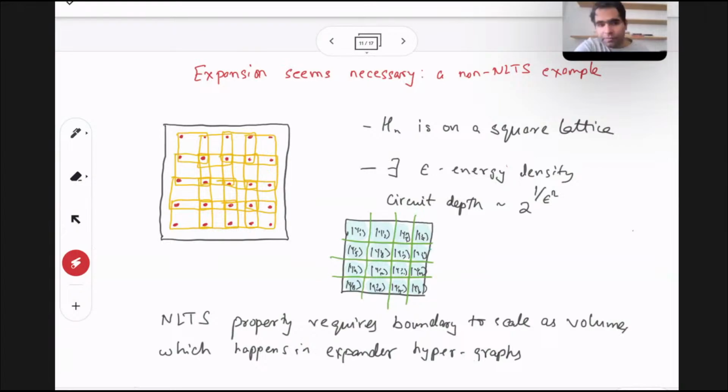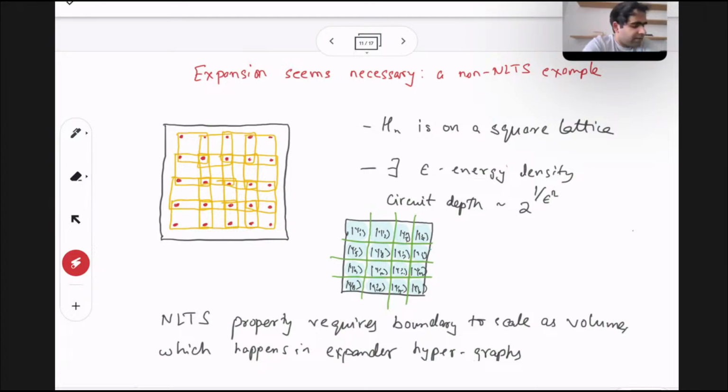So here's a proof that this property requires some sort of high dimensional graph. It cannot live in a low dimensional world. And the reason is expansion. So let me get to that. Here's a proof that any local Hamiltonian respecting the 2D lattice structure cannot be NLTS.